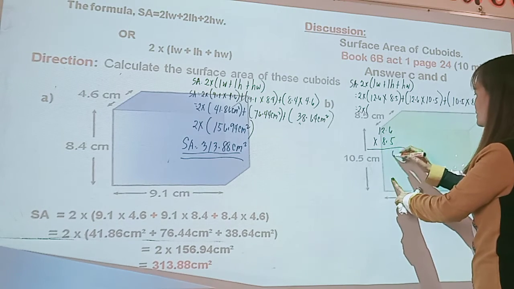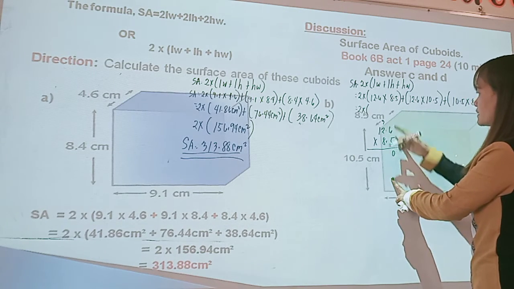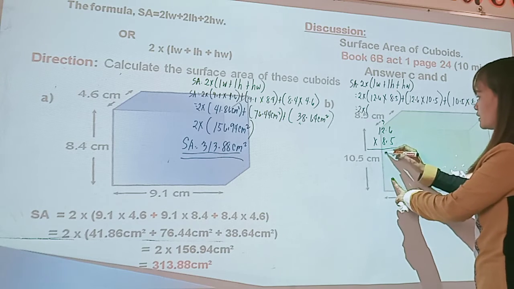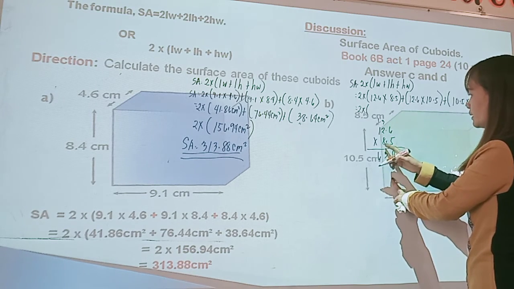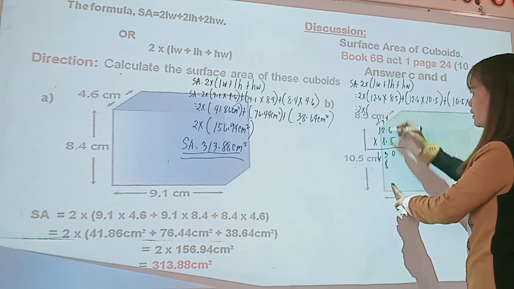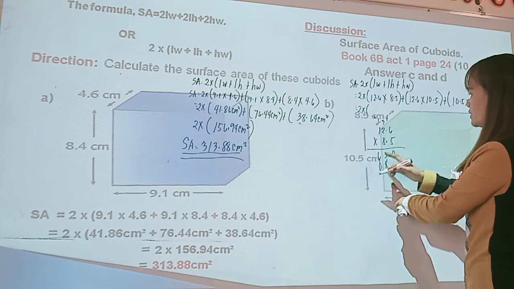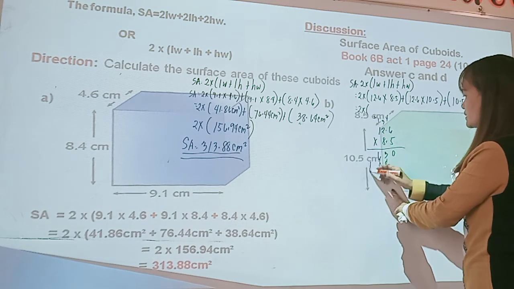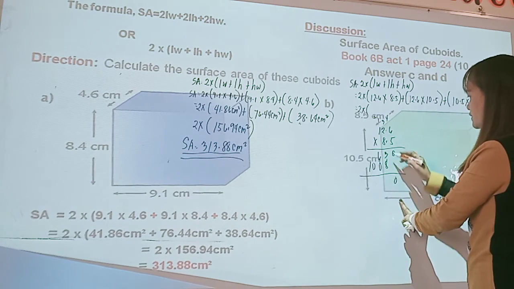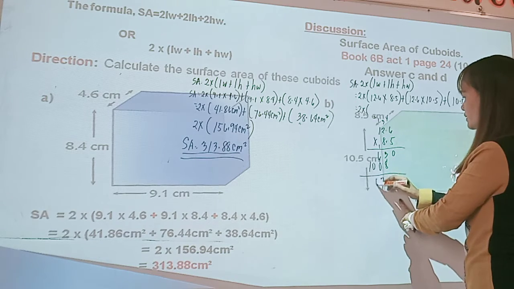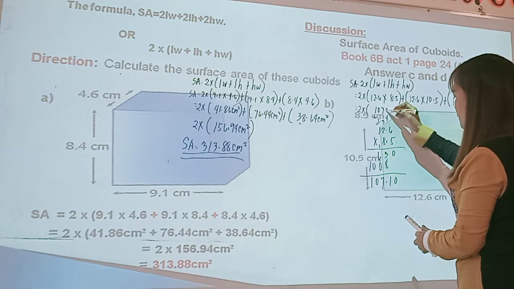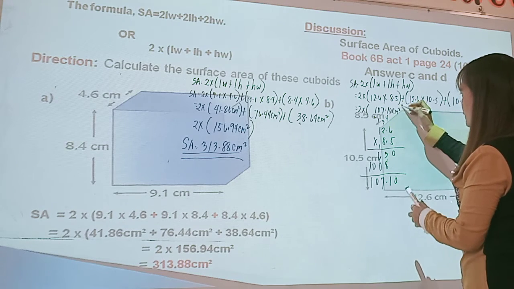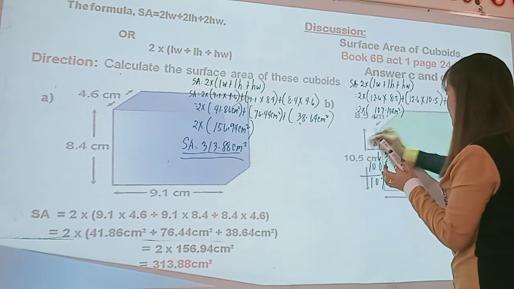Okay, so 6 times 5 is 30, carry 3. 2 times 5 is 10, plus 3 is 13, carry 1. 1 times 5 is 5, plus 1 is 6. 8 times 6 is 48, carry 4. 2 times 8 is 16, 16 plus 4 is equal to 20, carry 2. 8 times 1 is 8, plus 2 is 10. Okay, so let us add: 0, 11, carry 1, 7, 0, 1. How many decimal points? 2. So therefore this is 107.10 centimeter square. Okay, so let us proceed to the next one.